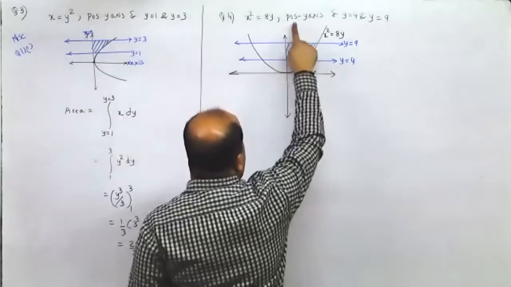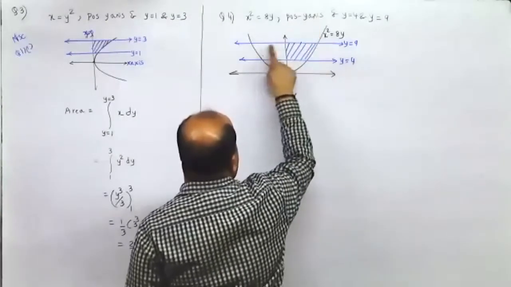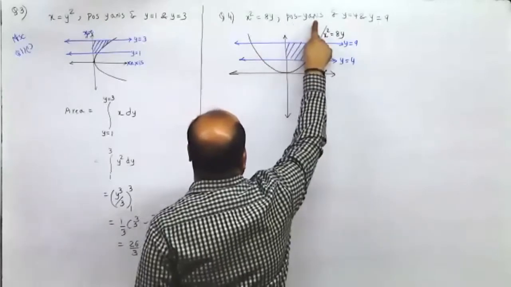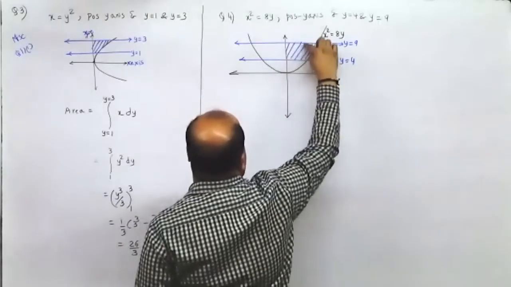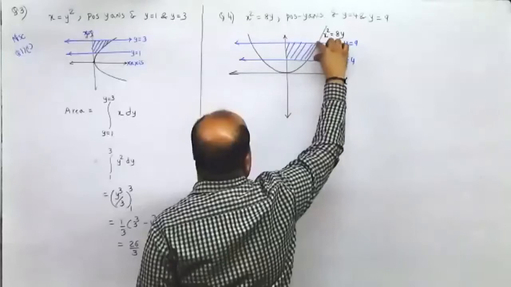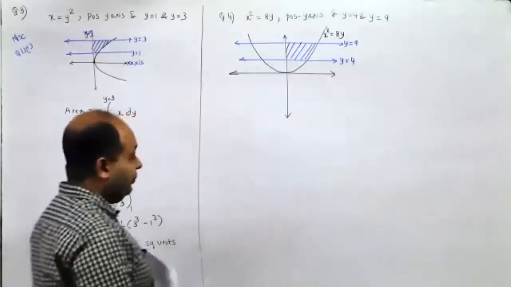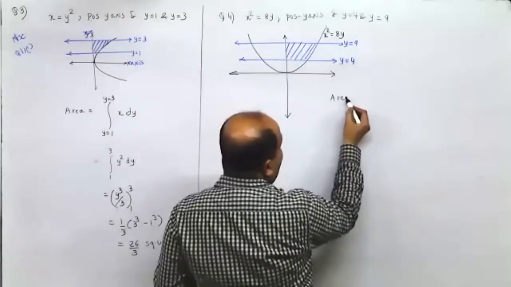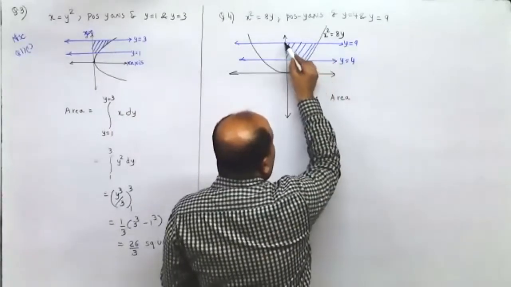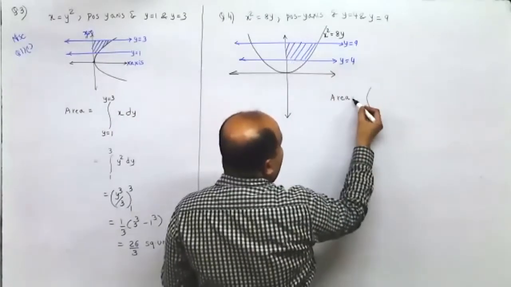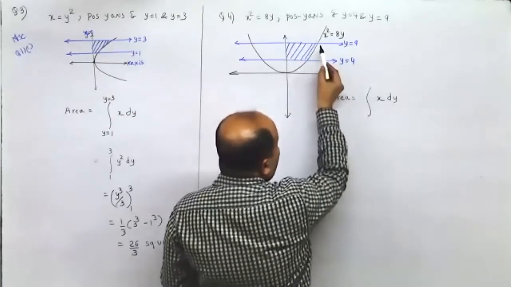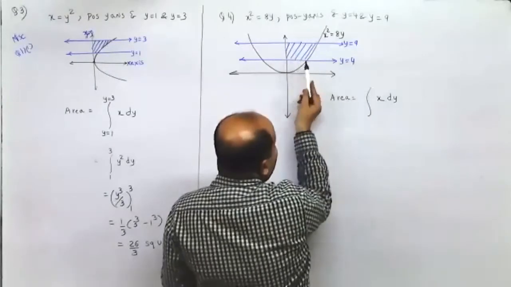Now had they not mentioned this, we would have considered the entire area from here to here. But they have mentioned positive y-axis and y equal to 4 and y equal to 9. That means they need only this area. Followed? So here area, first of all, I want the area between the curve and the y-axis. So I'll write here x dy. This would give me the curve and the y-axis.